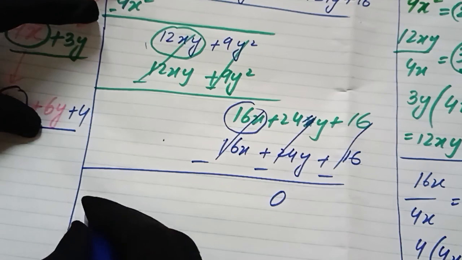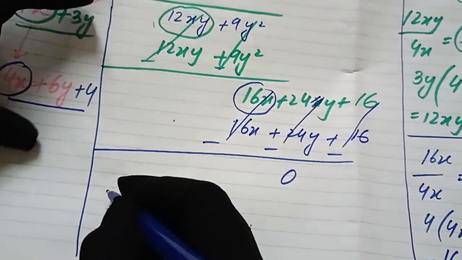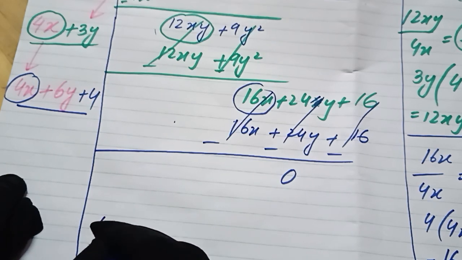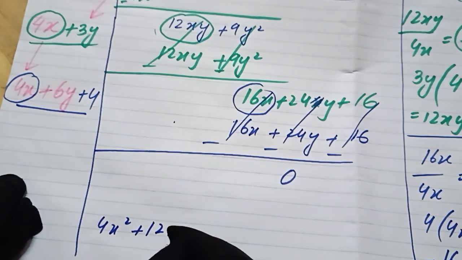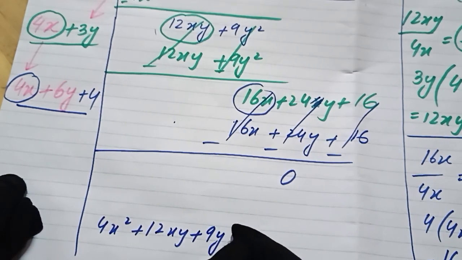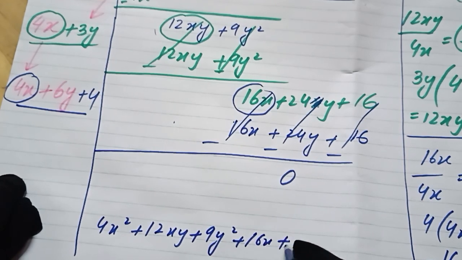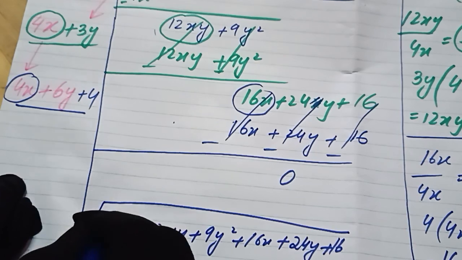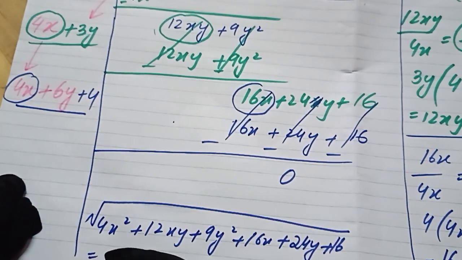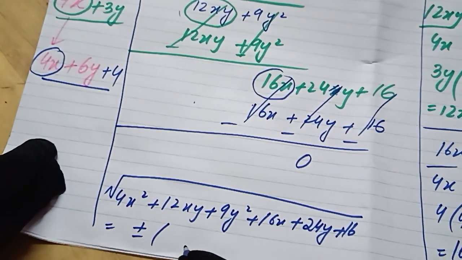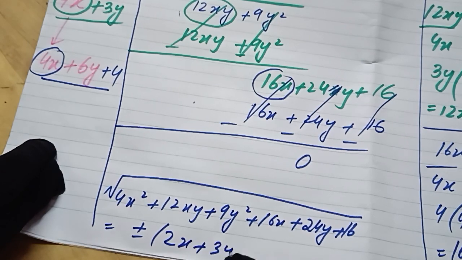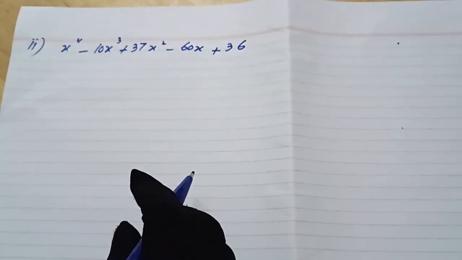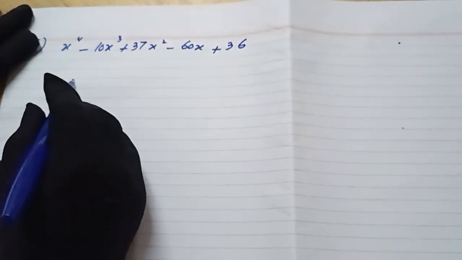In the last, how can you write this answer? You can write that the given expression 4x square plus 12xy plus 9y square plus 16x plus 24y plus 16, square root of this is equal to plus minus the given answer, that is 2x plus 3y plus 4. Okay, so this is our question.